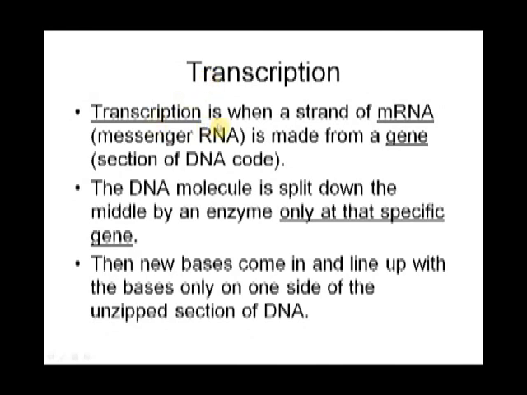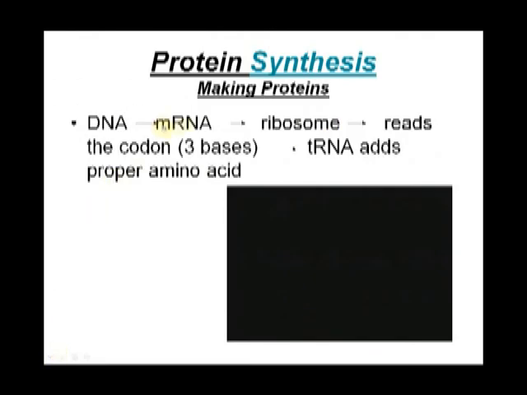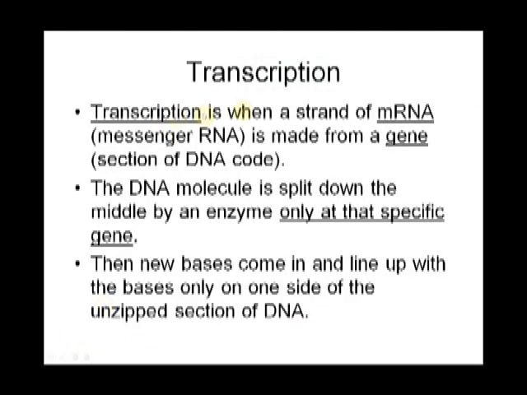Transcription. Transcription is when a strand of messenger RNA is made. So this is that first part of this. This is when the mRNA is made. It's called transcription. It's made from one gene, because we're only making one protein from this gene. The DNA molecule is split, but only at that gene. Then new bases come in and line up with the old bases, one at a time, as the DNA is unzipped.